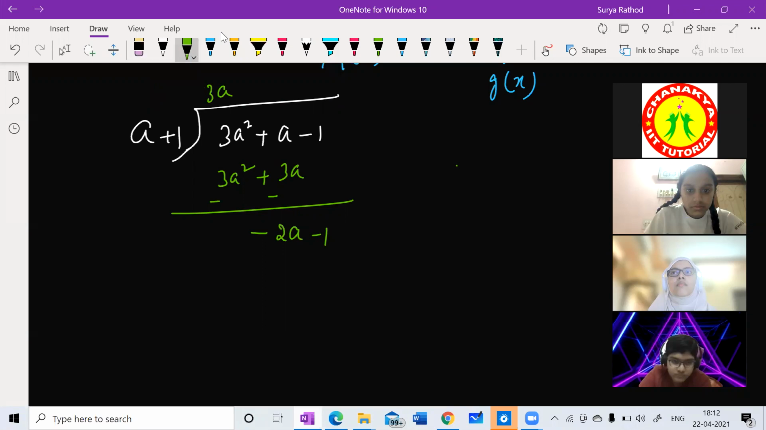A minus 3a, which is going to be minus 2a. So again, look at this here. With what number am I supposed to multiply so that I'll be getting 2?